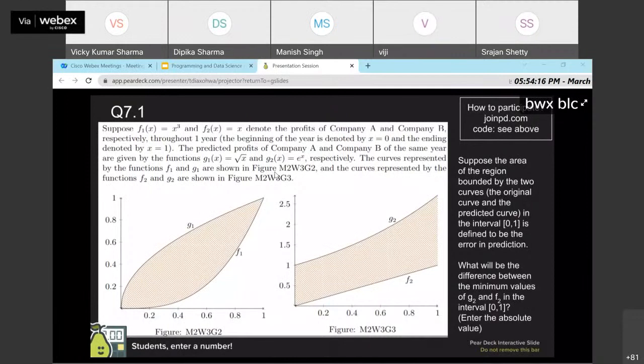So you see the left hand side graph indicates company A and the right hand side indicates company B, and the enclosed area is nothing but error in prediction. Okay. And F1, F2, G1 and G2 are some functions whose expressions are given here in the question. Look at what is asked: what will be the difference between the minimum values of G2 and F2 in the interval 0 to 1? You have to enter the absolute value, that is, a positive value.